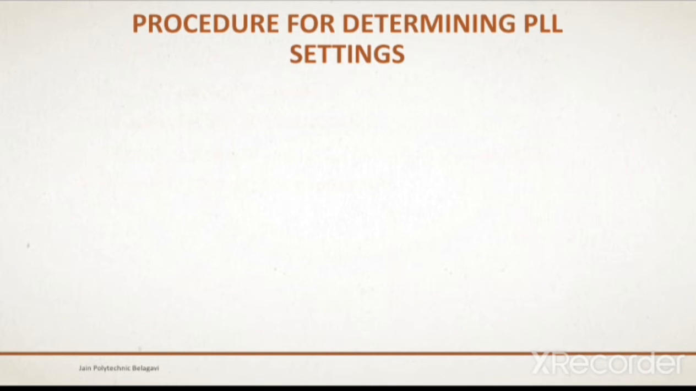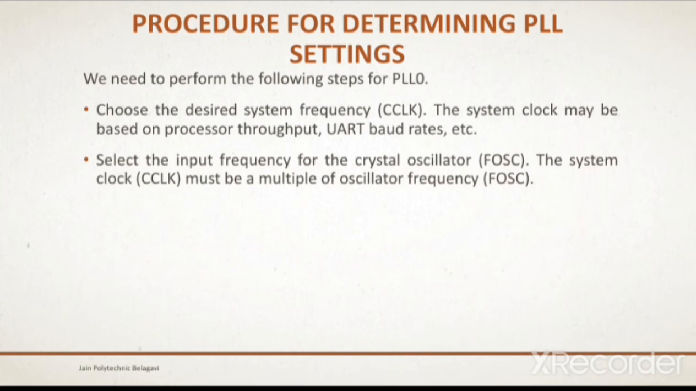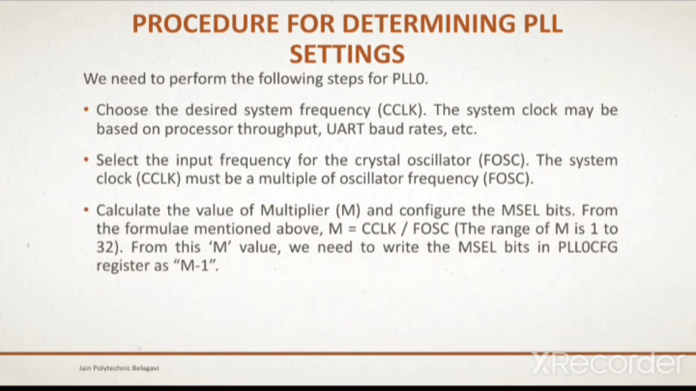Next we will see the procedure for determining PLL settings. We need to perform the following steps for PLL0. Choose the desired system frequency CCLK. The system clock may be based on processor throughput, UART baud rates, etc. Select the input frequency for the crystal oscillator FOSC. The system clock, the CCLK, must be a multiple of the oscillator frequency FOSC.